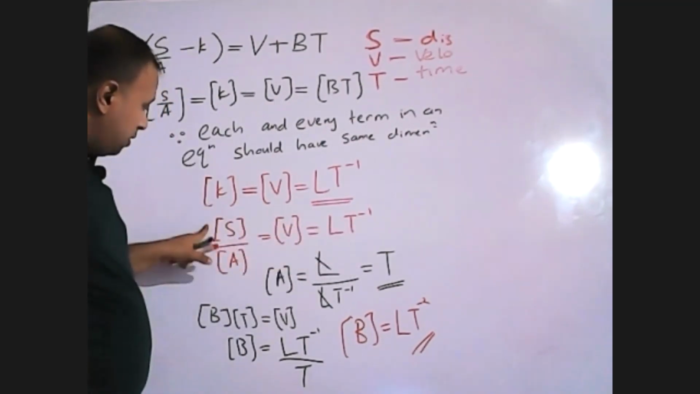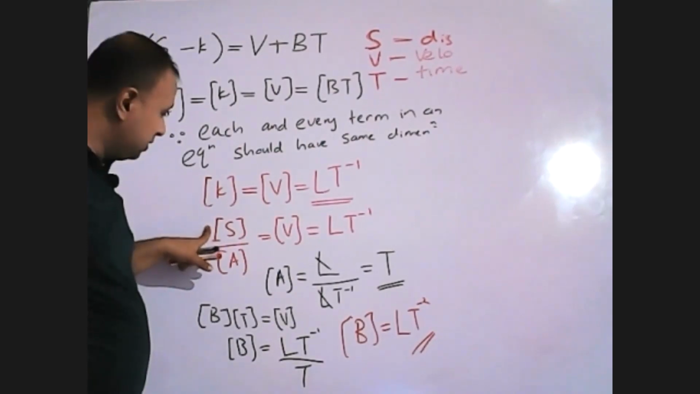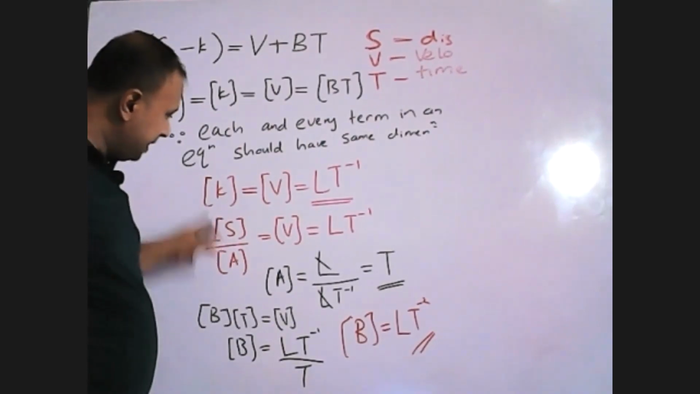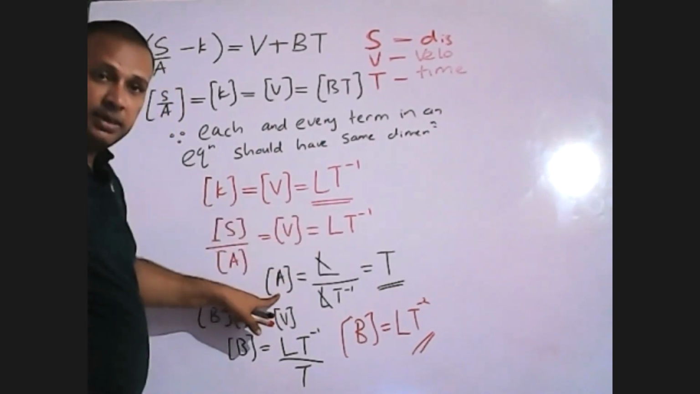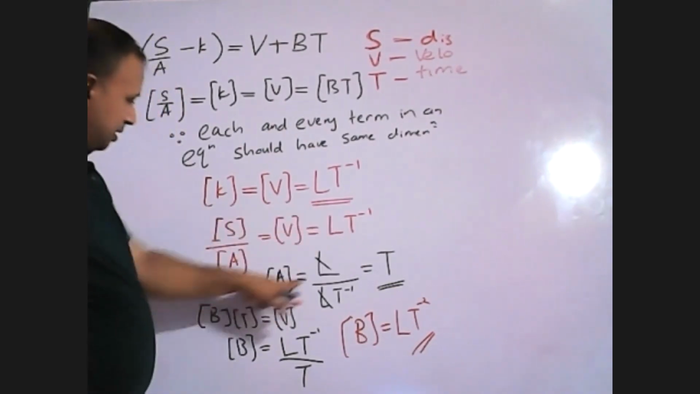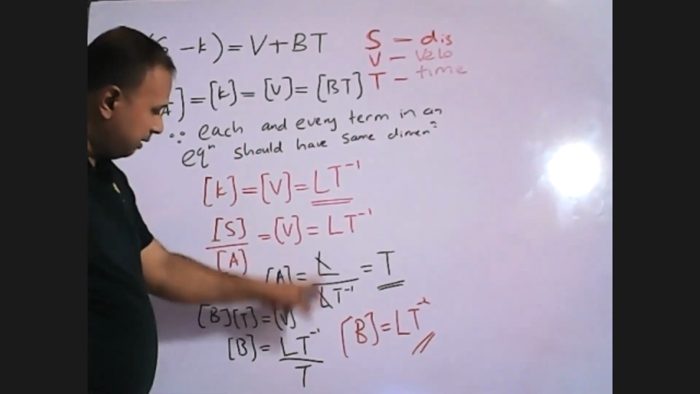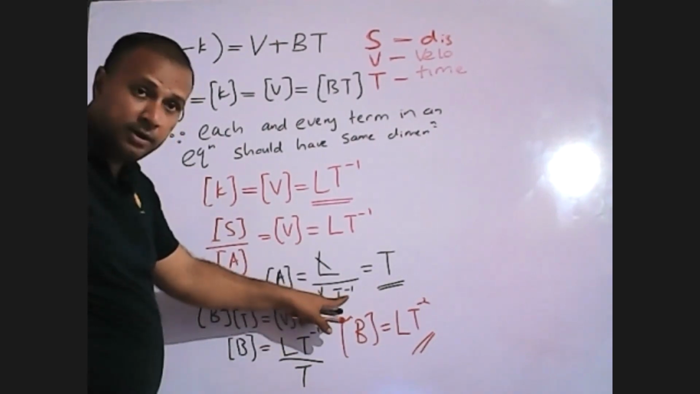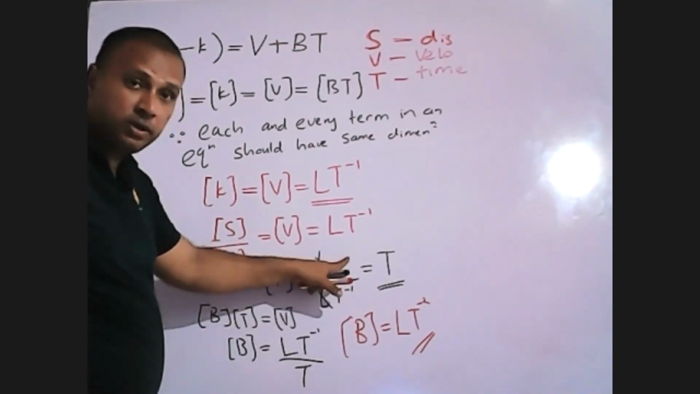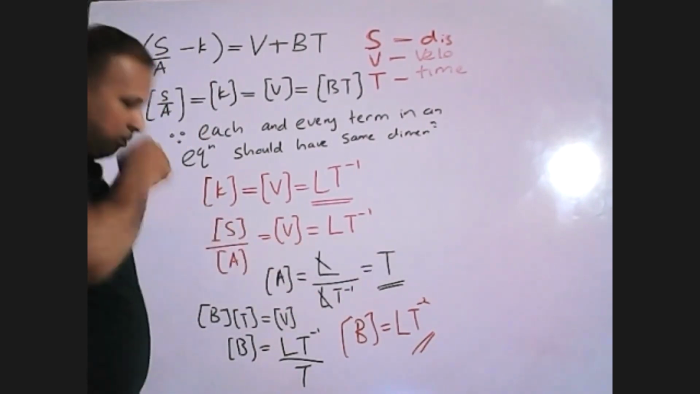So we know the dimension of S means that is a length, it is equal to L. So there is L, there is LT minus 1. If we subject the dimension of A, we will find L over LT minus 1. L to L will be cancelled out. There is T minus 1. So if I bring this one to the numerator, it will be plus T minus 1.